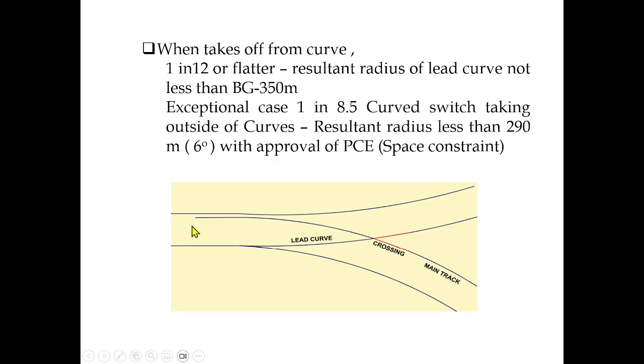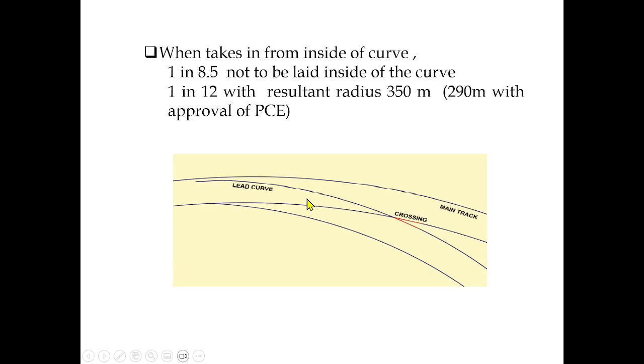In this case, at any cost, it should not be sharper than 290. When you are providing 1 unit of points and crossing on a curve, the resultant radius must be a minimum of 290 meter. It should not be less than 290 meter. So in this case, we can lay the 1 in 8.5 points and crossing on a passenger line in a contraflexure form, but it should not be sharper than 290, and we should take approval of the principal chief engineer. It is normally only in case of space constraints. Otherwise, it is preferable to go only for 1 in 12 or flatter. This is something about contraflexure.